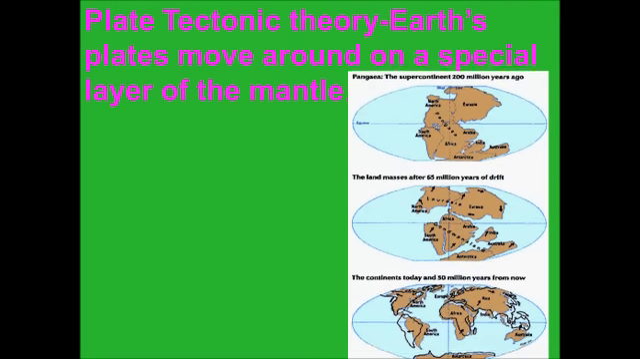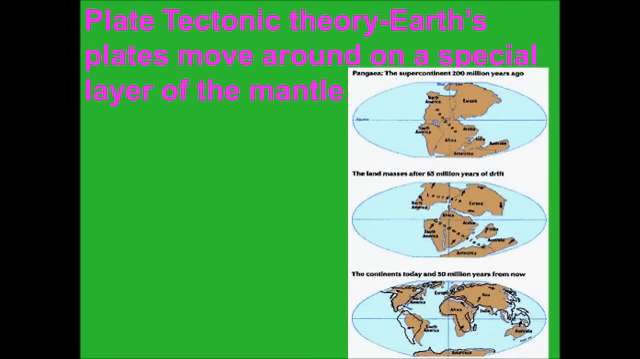So the plate tectonic theory states that Earth's plates move around on a special layer of the mantle. So above the mantle you have the crust. The mantle is of a liquid form, so the crust will slowly drift over a long period of time.